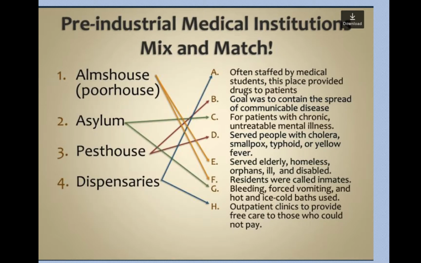So here are how they match up. Almshouse, E and F. Asylum, C and G. Pest house, B and D. And dispensaries, A and B. And you could practice on this PowerPoint. I think this is a really good quiz question.